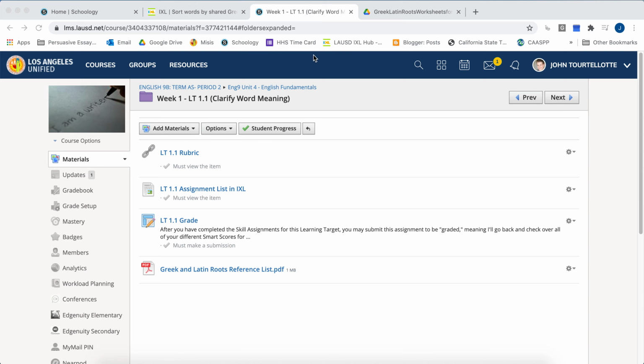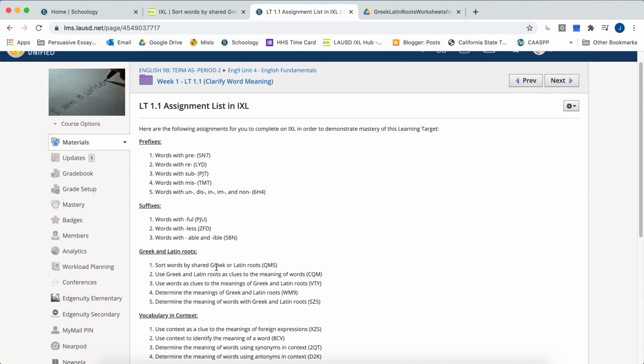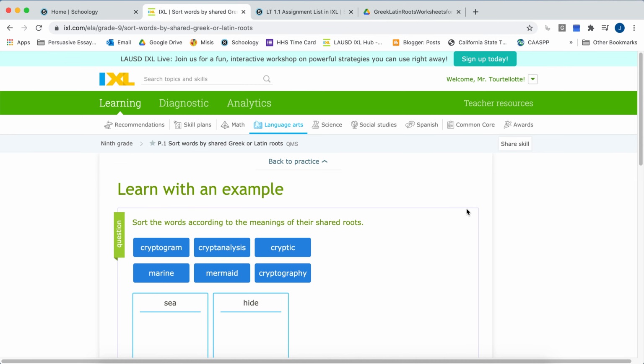Okay, let's take a look at Greek and Latin roots. So we're in the assignment list looking at sort words by shared Greek or Latin roots. Now, why do we need to look at Greek and Latin roots, Mr. Tourtellotte? This is an English class. Yeah, well, like we've talked about, English is a mongrel language. It's mixed up with all sorts of different languages, and two of the primary component languages are Greek and Latin. So, if we're here in IXL, sort the words according to the meanings of their shared roots.